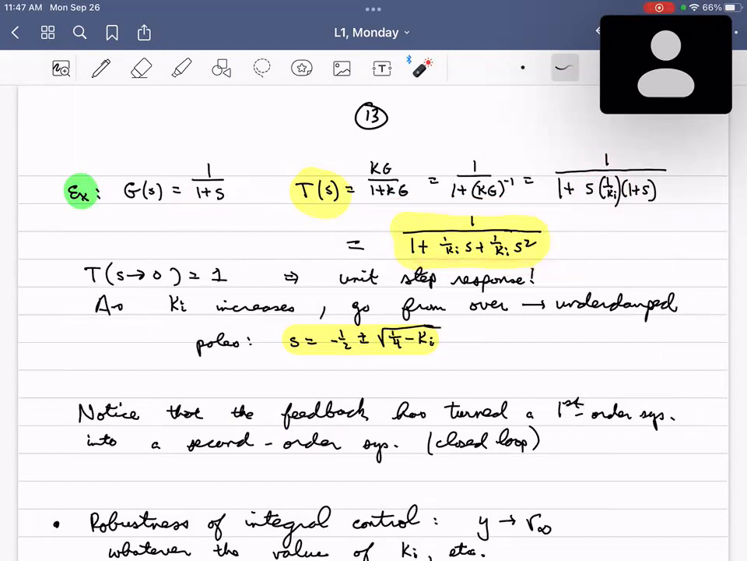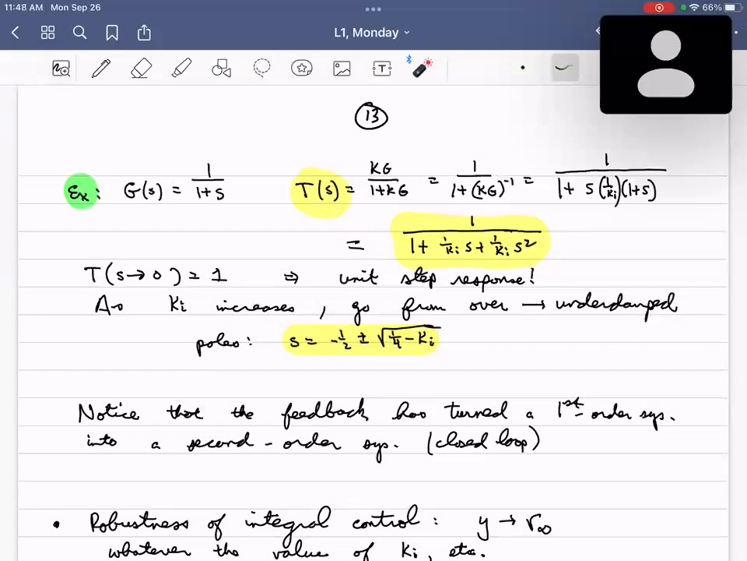So when s equals 0 and we look at the DC response, it indeed goes to 1. So the stationary solution is exactly what we want, but it's at the cost of turning a first order system into a second order system. And you'll notice as you increase the gain, which I call Ki for integral, increasing the gain is like decreasing the damping, and it will make it start to oscillate. So instead of relaxing, it will start to wander around like that. So the feedback has turned a first order system into a second order system in closed loop.